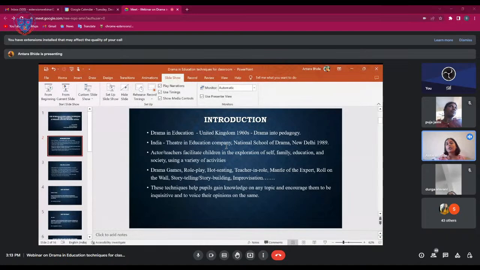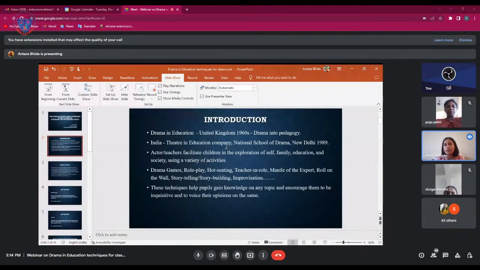In India, this particular style, drama in education, or theatre in education also, came into India in 1989 via the Theatre in Education Company in the National School of Drama, New Delhi. In the Theatre in Education Company, there are two major things that they have to do. They have to produce plays for children that are about educational subjects. These are interactive plays that explore educational subjects, and they have to present them for children through festivals, while traveling to schools, and a lot of different ways.